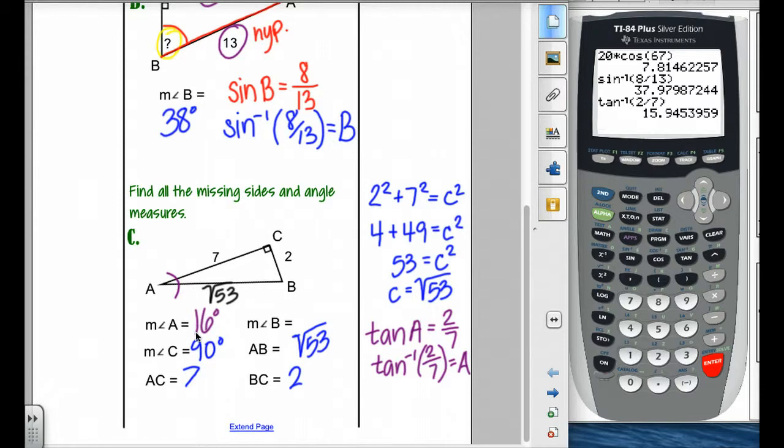Now the nice part is, the triangle sum theorem says that A plus B plus C is going to be 180, and because we have this right angle here at C, A and B should equal 90. So 16 plus x, which we'll say is the measure of angle B, is equal to 90. If I take 90 minus 16, 90 minus 10 is 80, minus 6 is 74 degrees.